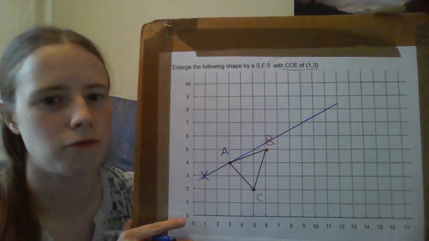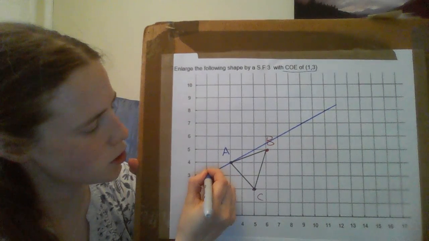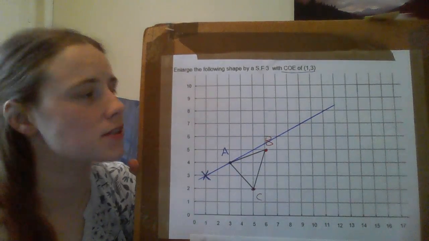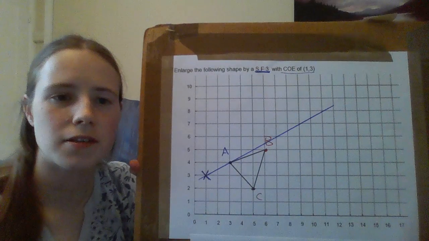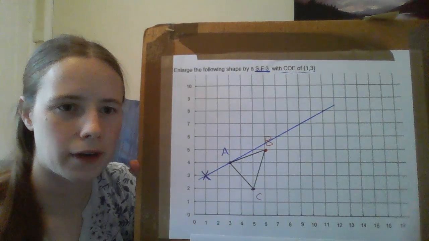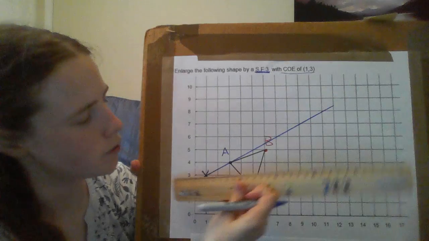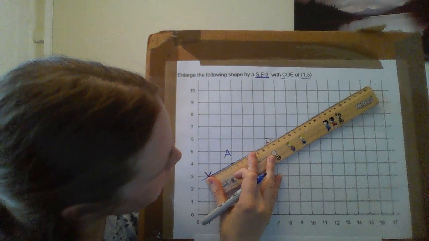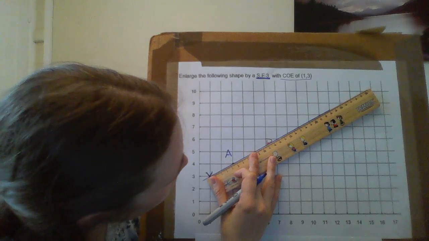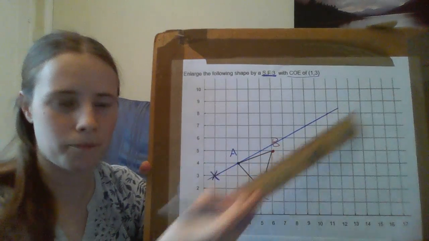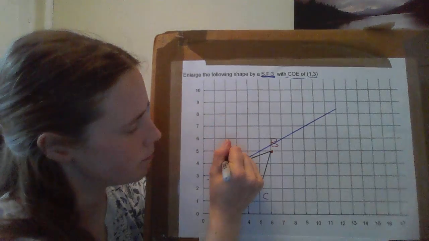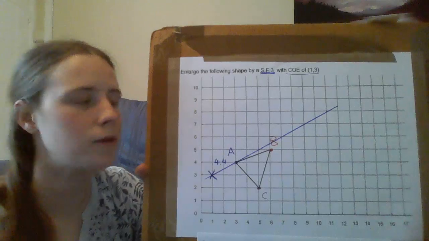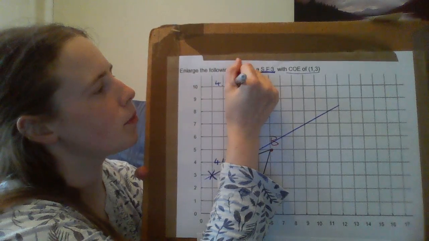Okay, so I've drawn a straight line from the centre of enlargement through A and kept on going. Because it's a scale factor of 3, I need to times the length by 3. Now, the distance from my centre to point A, I'm going to measure carefully, and that comes out for me as 4.4. So 4.4 centimetres. I need to times that 4.4 by 3.